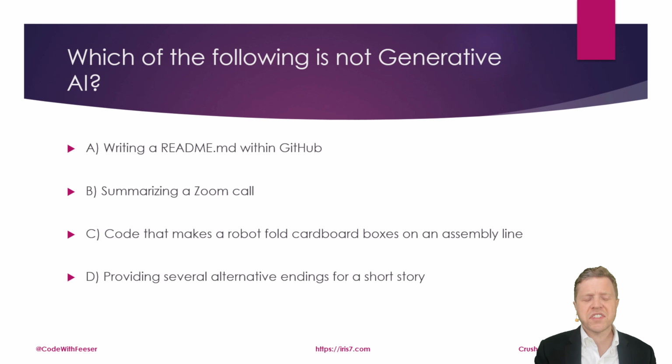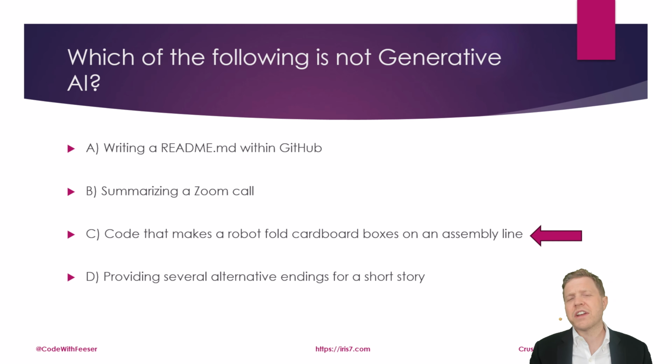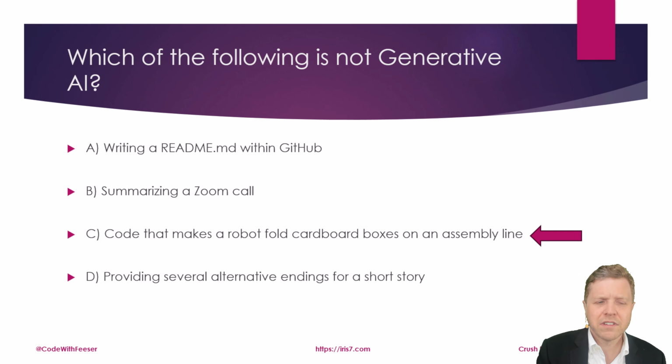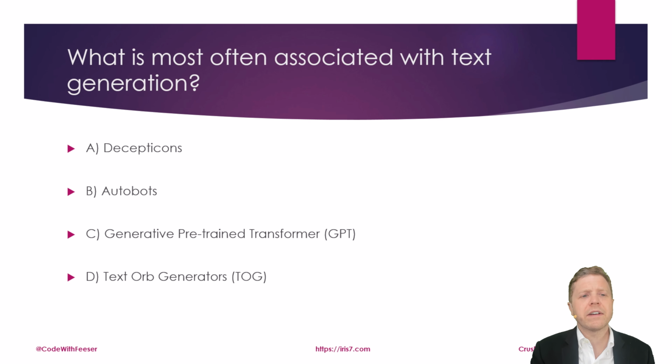Well, in this case, C is just demonstrating automation. That's not really generative AI. Generative AI means making stuff up. So A, B, and D are all actually examples of Gen AI.